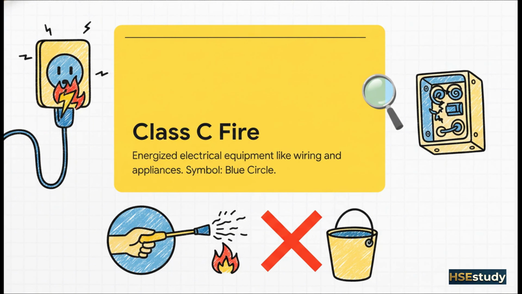And then we have Class C. The C stands for current, as in electrical current. This rating is for any fire that involves live electrical gear, things like wiring, appliances, or computers. The key here, and this is so important, is that the extinguishing agent is non-conductive. If you use a water-based extinguisher on this, you could get a fatal shock. The symbol for this is a blue circle.